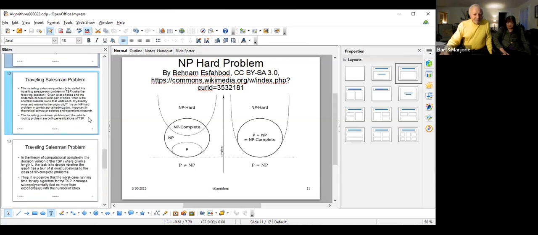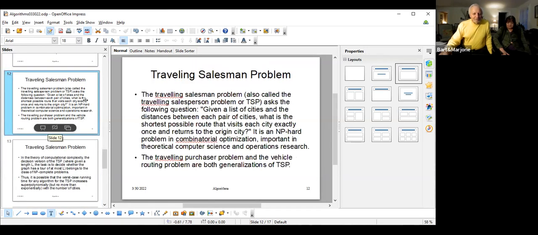Now, there is a problem that everyone cites called the traveling salesman problem. In the traveling salesman problem, a salesman is given a list of cities, and he's trying to find the shortest possible route, or she, so that you visit each city exactly once and get back to where you started from. And it's been shown that this is an NP hard problem, okay?